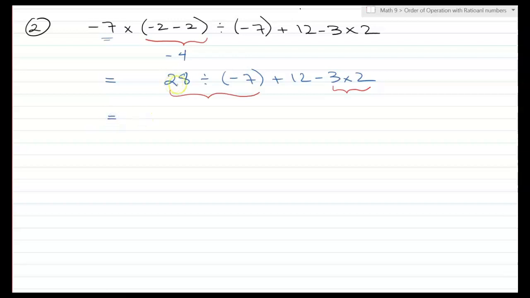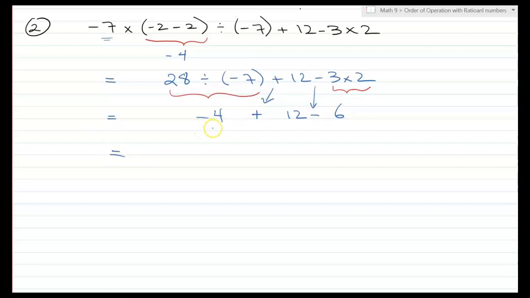So what do we have? 28 divided by negative 7. So that is negative 4. Great. All right, and we have plus 12, and in here I'm going to bring the negative down completely, then 3 times 2, because that has to happen first. So that's 6. So that's 12 minus 6. And the plus sign, which is right here, I'm just going to put it right in the middle. Excellent. Now let's do basically addition and subtraction.